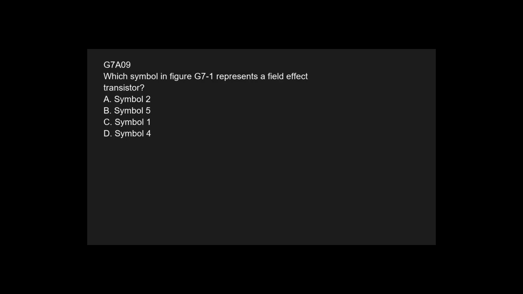Question: which symbol in figure G7-1 represents a field effect transistor? The correct answer is C. Symbol 1. Question: which symbol in figure G7-1 represents a Zener diode? The correct answer is D. Symbol 5. Question: which symbol in figure G7-1 represents an NPN junction transistor? The correct answer is B. Symbol 2. Section G7B. Digital circuits, amplifiers, and oscillators.